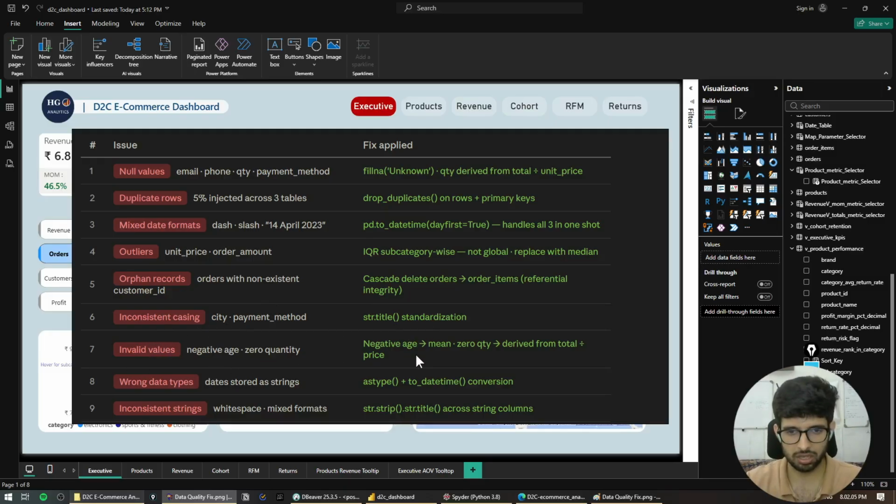For invalid values, I have replaced them with proper values, like the negative age with the mean of the age. For the zero quantity, I have derived it from the total divided by price. Then for the wrong data types, I have done the proper conversion. Then I have corrected the inconsistencies.